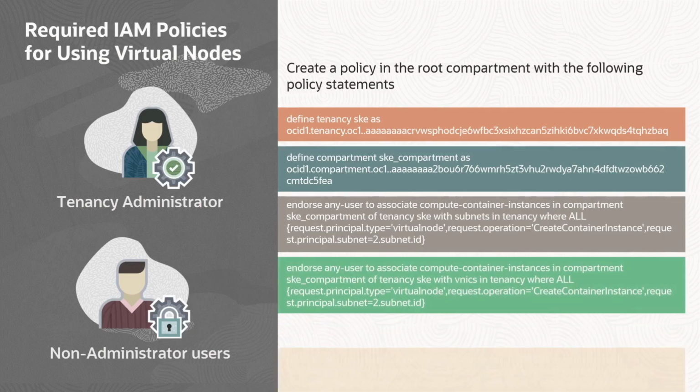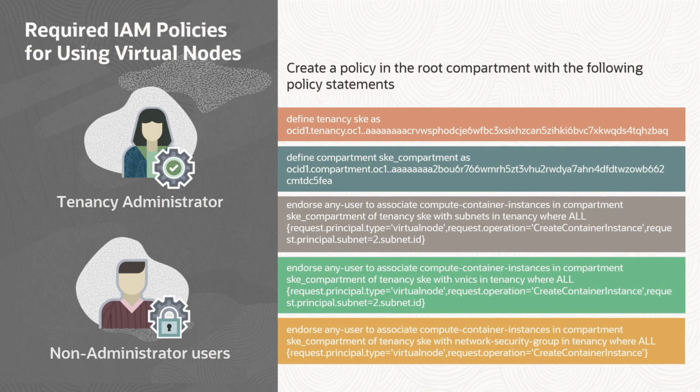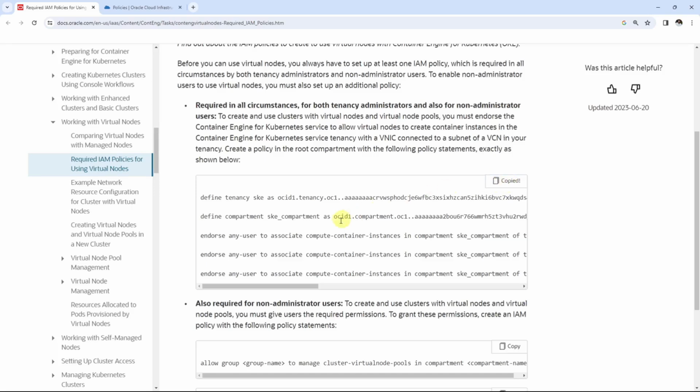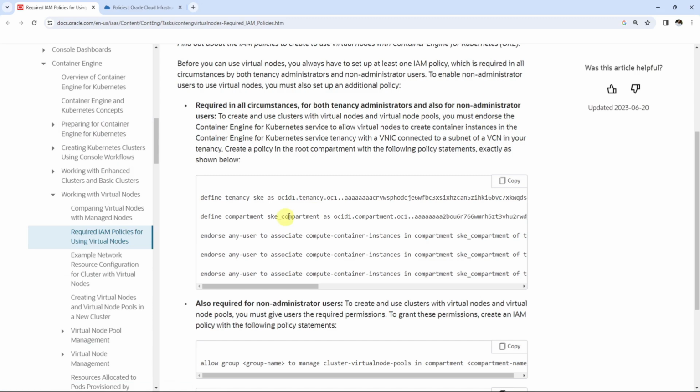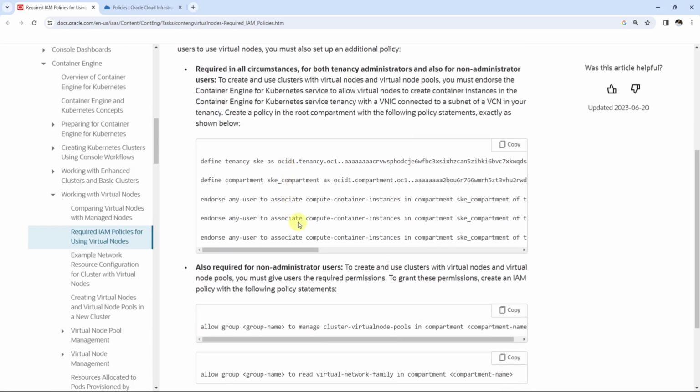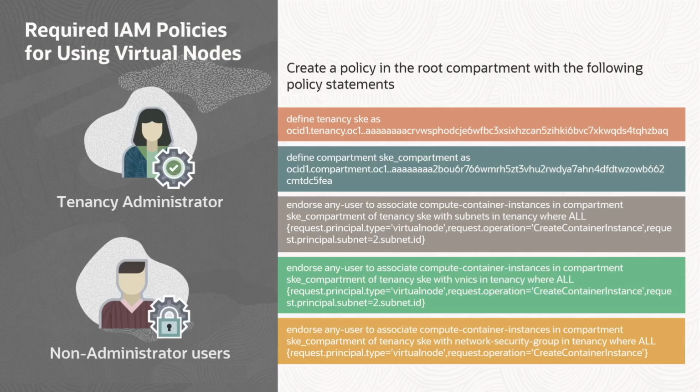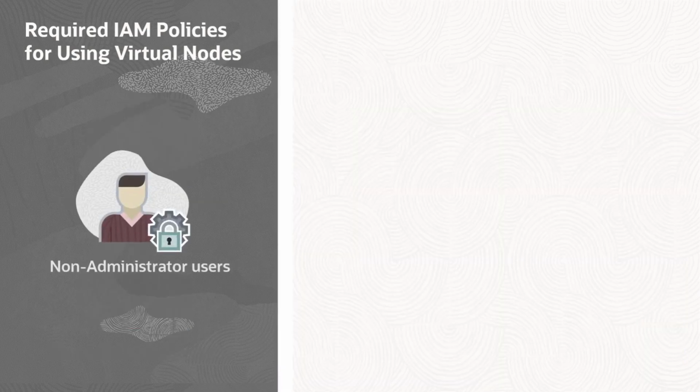So all that you need to do is create a policy in the root compartment with the following policy statements exactly as shown on the screen. You can copy and paste these policies from the official documentation page, and you will find them under the Working with Virtual Nodes section within the Container Engine topic. So you just need to copy these as is and paste them in the root compartment of your tenancy. Now let's move on, where we'll continue discussing the necessary IAM policies for using virtual nodes.